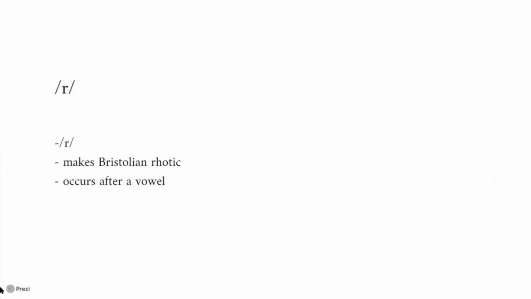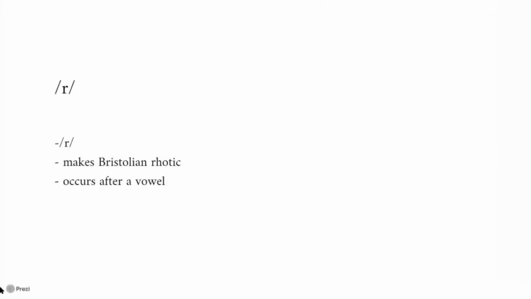Let us take a closer look at what this means and talk about a feature that contributes to Bristol accent being rhotic. As some of us know, rhoticity means that every letter R included in a word is pronounced. Therefore, in Bristolian, we also have post-vocalic alveolar approximant.